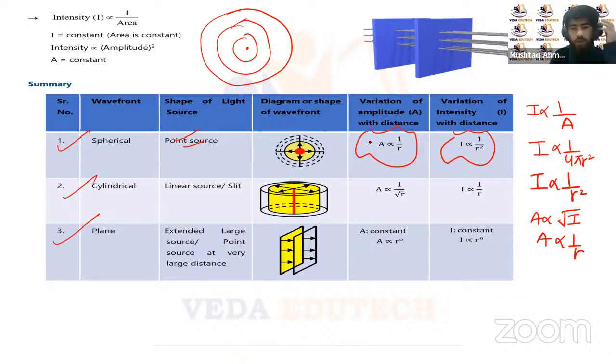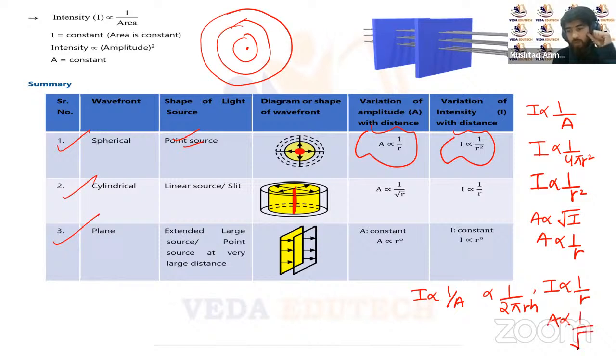Now, similarly for the cylindrical wavefronts, the source is actually a line source. A linear source is the source of cylindrical wavefronts. Intensity is again inversely proportional to the area, and for a cylinder the surface area is 2 pi r h. It means the intensity will be inversely proportional to r, or the amplitude in case of cylindrical wavefronts will be proportional to 1 by root of r.